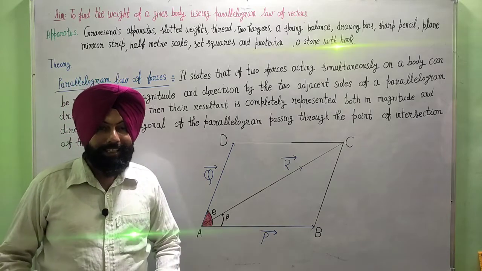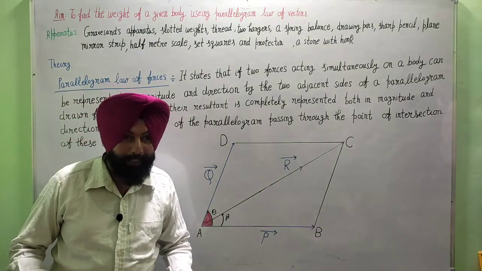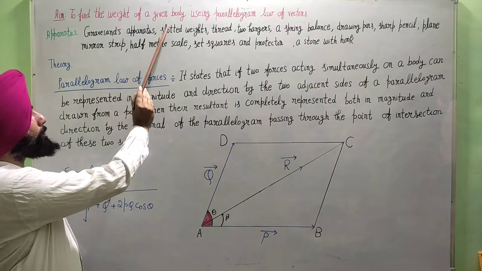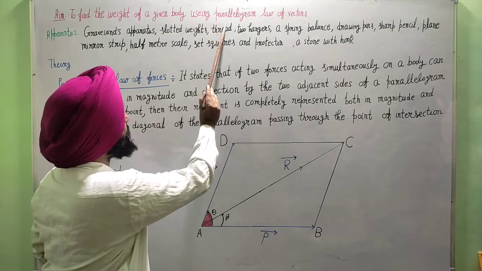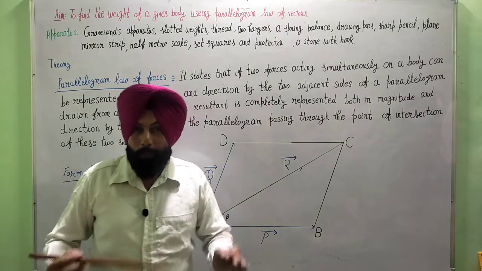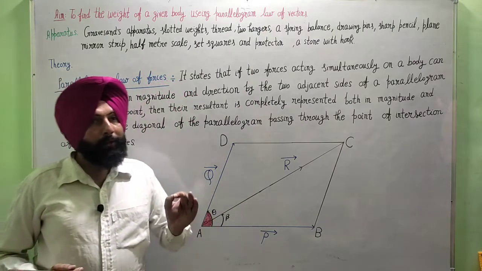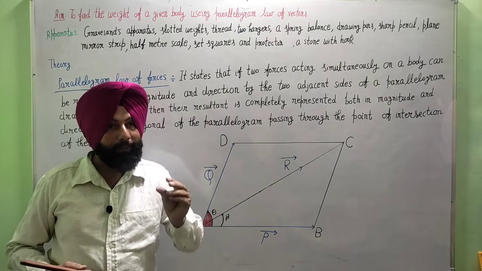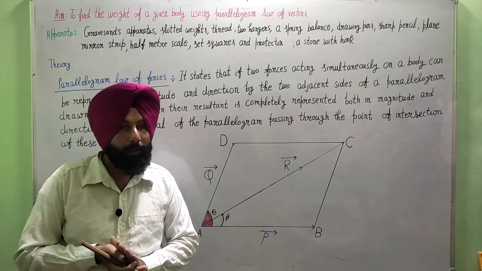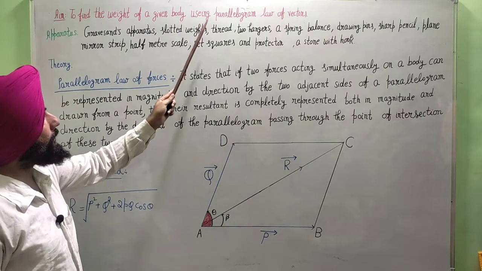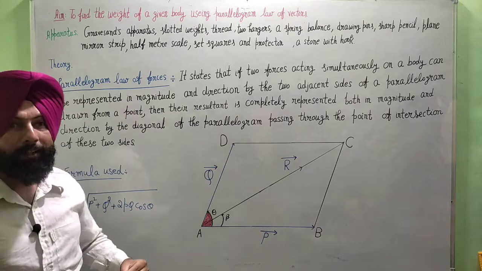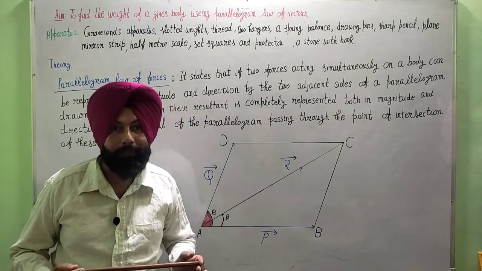Hello students, today our topic aim is to find the weight of a given body using the parallelogram law of vectors. Today we want to find the weight of a body, its unknown weight, with the help of the parallelogram law of vectors. It is a practical of class 11 subject physics.